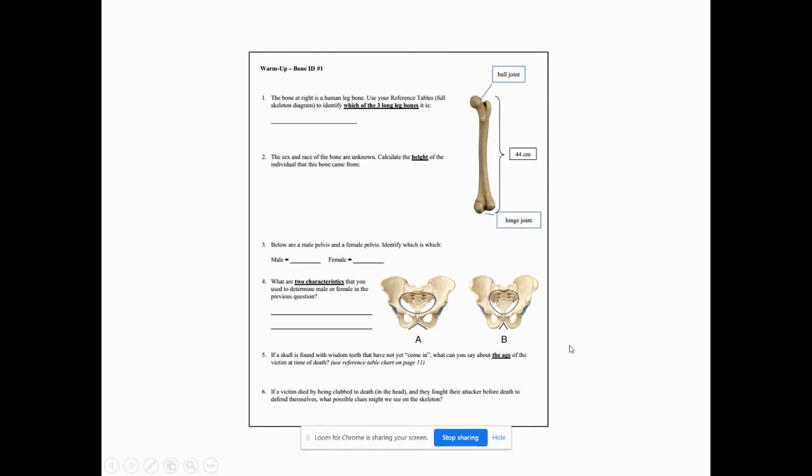Okay, folks, I'm going to take you through some of the problems on this worksheet. It's called Bone ID number 1, warm-up. This worksheet is based on the idea that by making observations and measurements of bones, we can tell some things about the person that the bones came from when they were alive. We can tell if they were male or female. We can tell some things about their height and some other stuff.